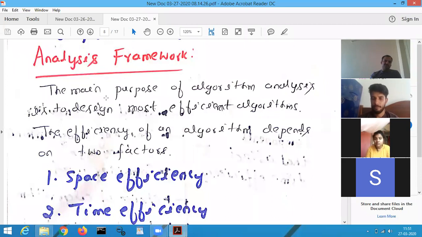In a similar manner, the main objective in the analysis is to design the most efficient algorithm. Most efficient algorithm means the algorithms which give the answers very quickly, or they run very fast. They are called the most efficient algorithms. For example, VTU is going to conduct a final semester examination. On what basis are we going to judge the efficiency of a student? We are going to judge the efficiency of a student based on marks.